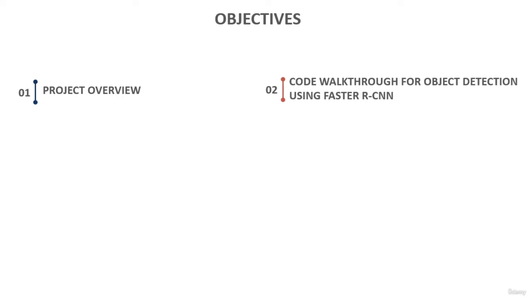Welcome back. The objective of this module is to explain the project object detection using faster RCNN. I am going to start with the project overview, wherein I am going to explain the high-level design of the project, and then proceed to the code walkthrough, where I am going to explain in detail the source code for this project with instructions on how to execute the code. Finally, I'll provide you with the code download instructions so that you can run the project yourself.